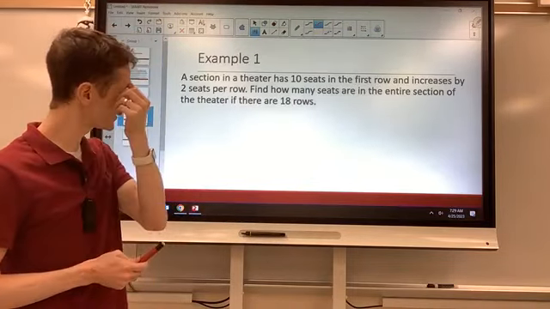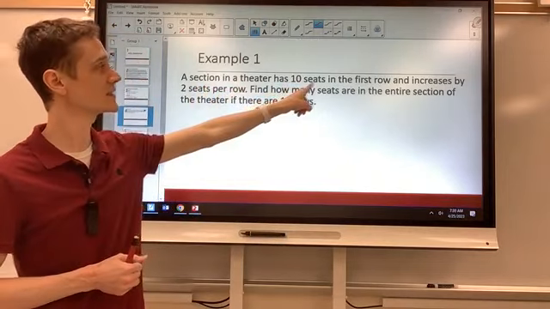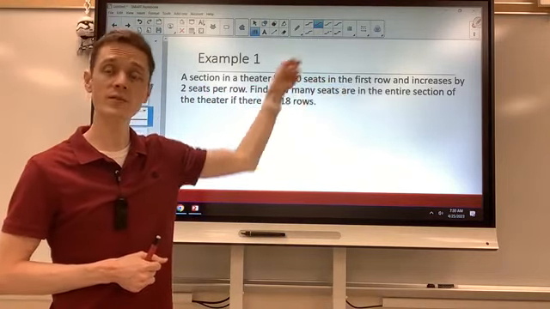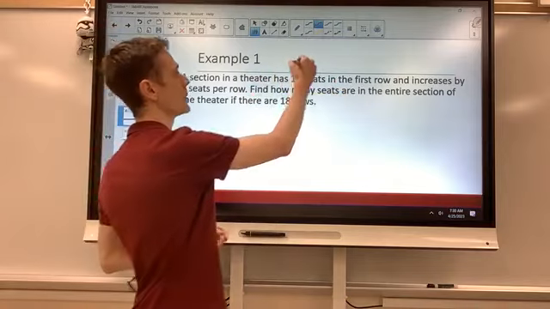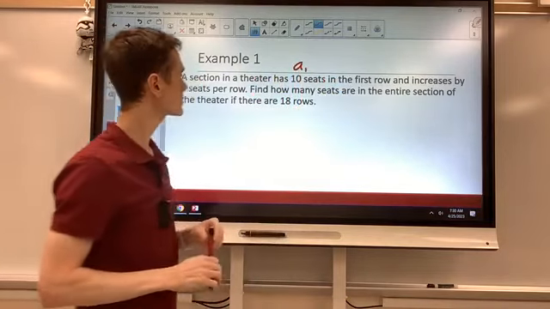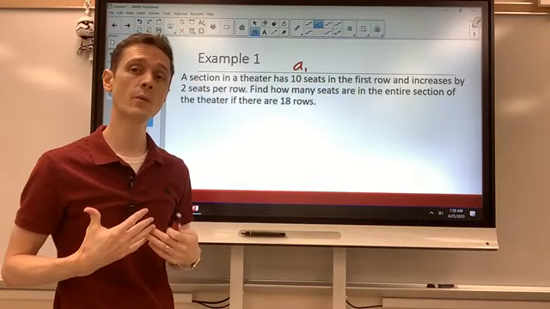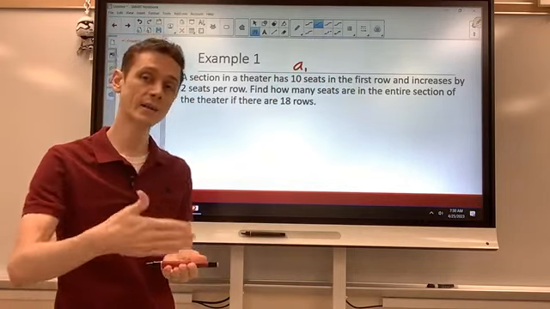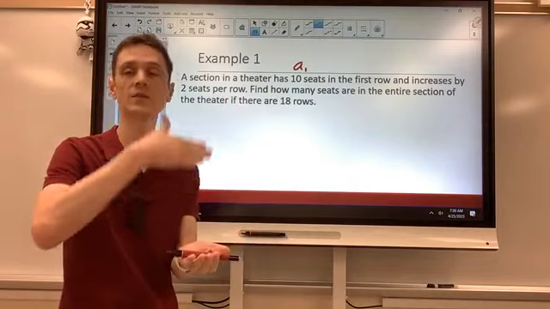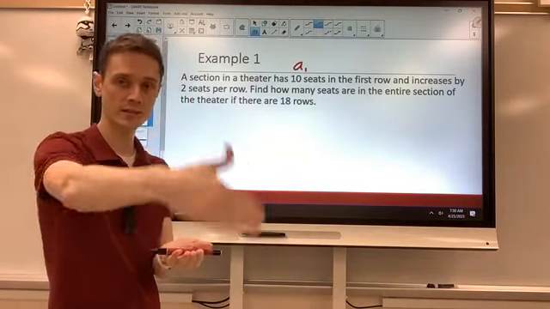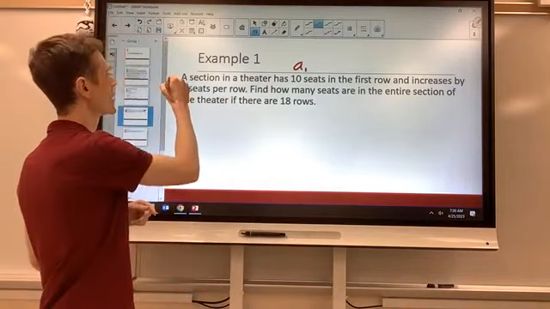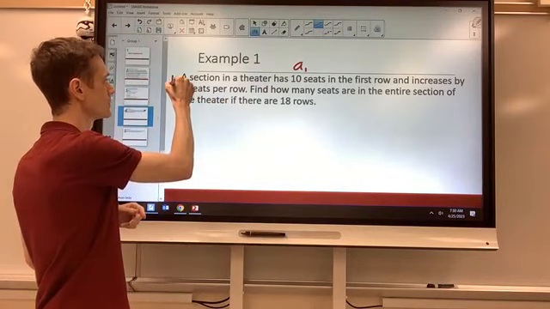What we have here is a section in a theater that has 10 seats in the first row. So this would be my starting amount, which means that's what I'm going to call my A sub 1 value. Next, they mentioned that it increases by 2 seats per row. This isn't something that we're multiplying by. It is literally adding to. So if the first row has 10, the next row has 12, and then 14 and 16, etc. So I know that this value here is d.